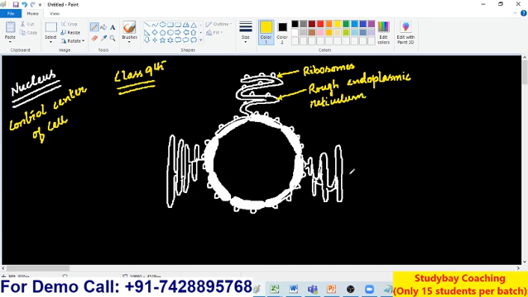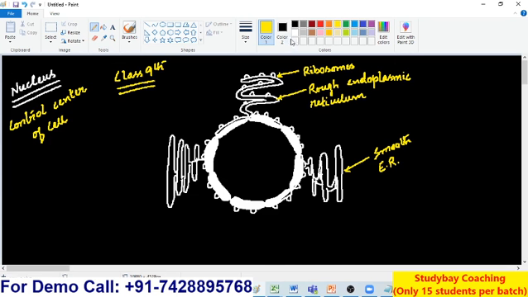Fine. And here this is smooth endoplasmic reticulum. You can find there is no projection at all, so you can call it a smooth endoplasmic reticulum. I'm just writing it as ER. This stands for endoplasmic reticulum.